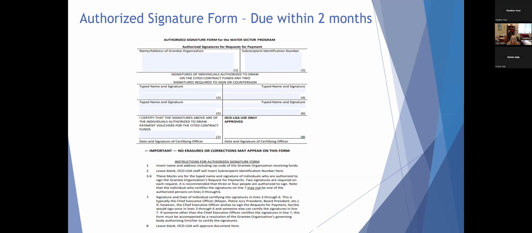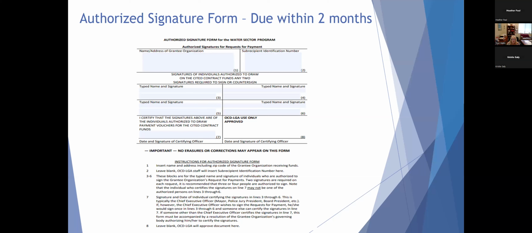And then in each box, 3, 4, 5, and 6, you can list up to 4 people, 1 in each box. You would type the name, and then that person would sign their name. It's important to note that the signature must match the typed name. So if a person signs their name with a middle initial, then the typed name needs to have a middle initial. It has to match exactly.